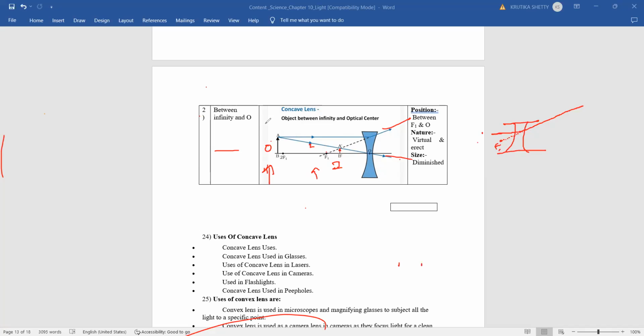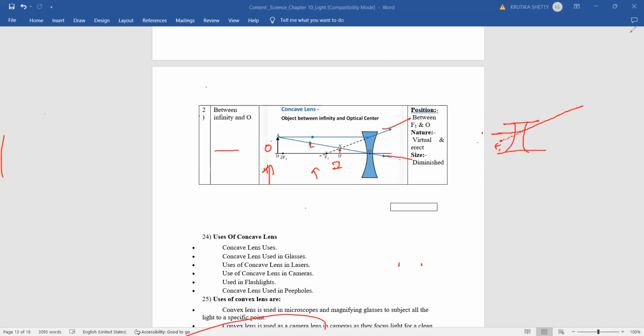The image is virtual, because both object as well as image are on the same side. And the size is diminished. Diminished means you can see the image is very small. A'B' is very small, AB is very large, so it is diminished. Okay, understood. This is about the ray diagrams.